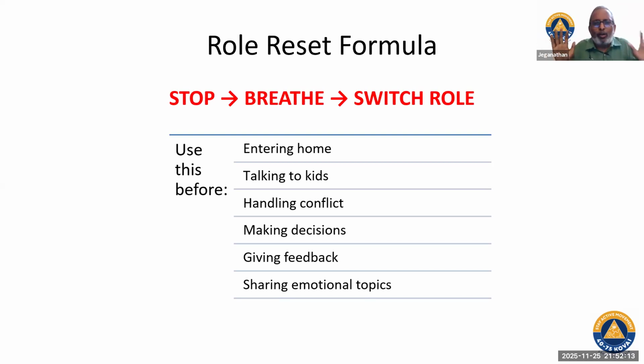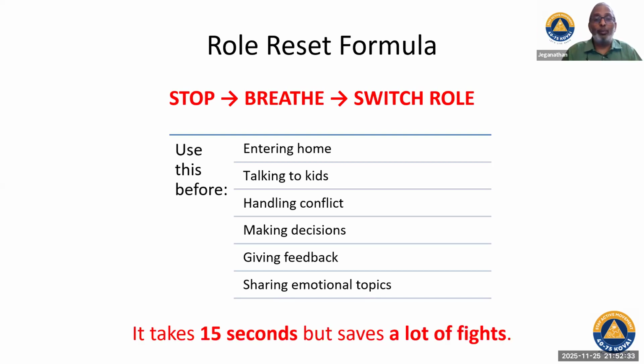Stop before you enter your home, before you talk to your kids, before you handle a conflict, before you make a decision, before you give feedback, before you share emotional topics. You might be in any role. Stop, take a deep breath, switch to the appropriate role in which you need to be, then start the communication. It just takes 15 seconds, but it saves a lot of fights, friends. It saves a lot of fights because you're in the very appropriate mode when you enter your home, or talk to your kid, or handle a conflict, make decisions, give feedback, and share emotional topics.